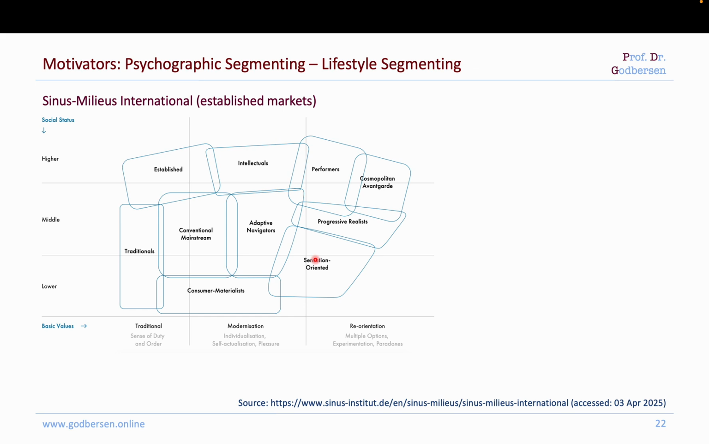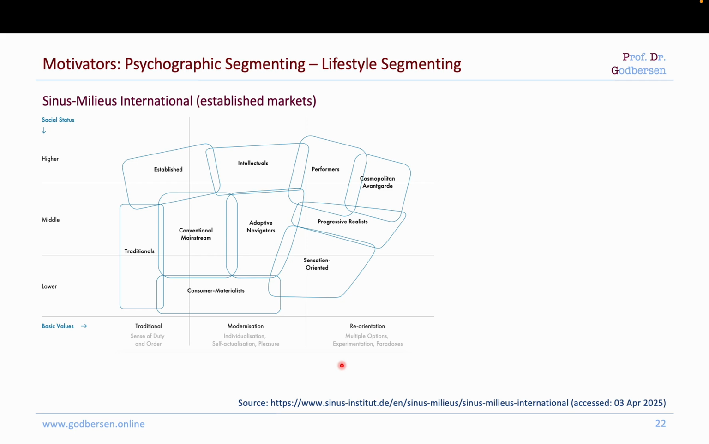So, the people from the Sinus Institute clustered the market depending on people's lifestyles. They put this in a matrix where you find on the y-axis the social stratum, from the lower end, to the middle, and then going up to the higher end of the social ladder. They also put the basic value orientation on the x-axis. Is there a rather traditional orientation? Is there a rather modern orientation? Or is there even a reorientation?